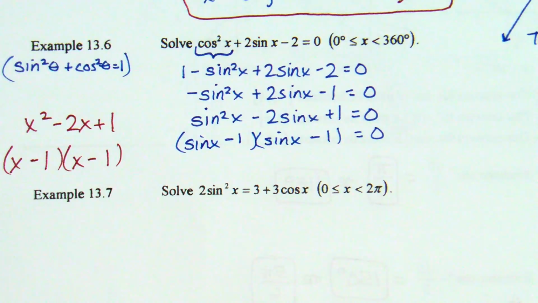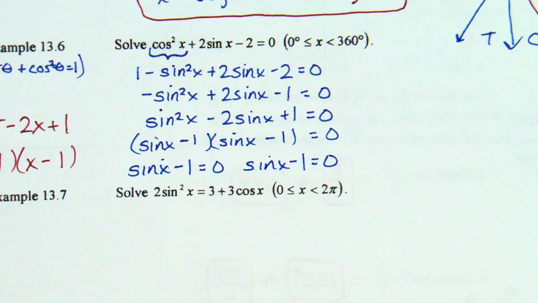What do you do when you have 2 parts multiplying to equal 0? Set each part equal to 0? Exactly. So sine x minus 1 equals 0, or sine x minus 1 equals 0. Really, you don't have to write it twice. I would be fine if you just wrote it once there. So, solve. Now we're looking at sine x equals 1.